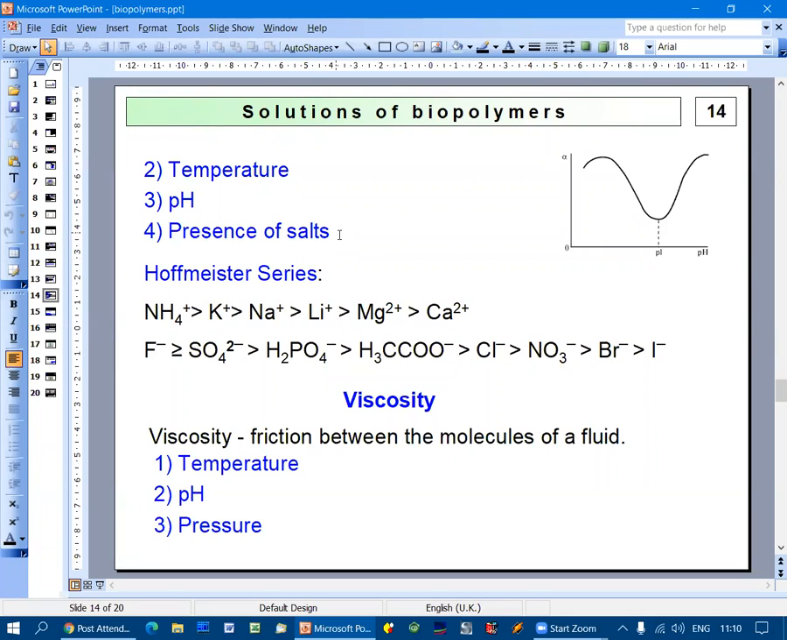Then the presence of salts. The degree of swelling depends on the nature of salts, because salts can be hydrolyzable or not. If it is a non-hydrolyzable salt, so it does not undergo the reaction of hydrolysis, it means that the presence of such salt doesn't change the pH value. Then everything will depend on the ability of ions of this salt to absorb water.